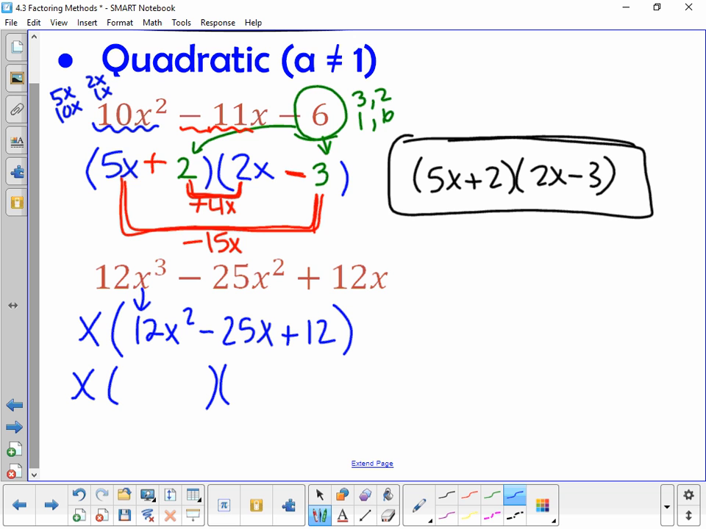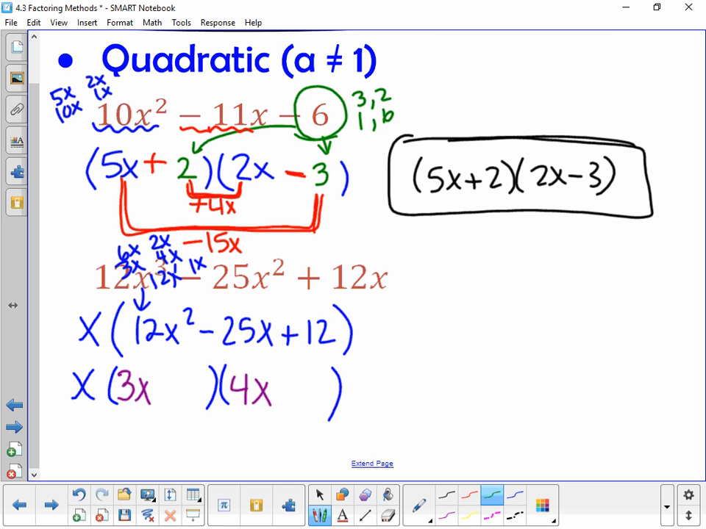So we have a few possibilities there. We could have maybe a 6x and a 2x. We could have a 3x and a 4x, or we could have a 12x and a 1x. One of those combinations. Not sure which. We really literally just have to grab one and check it out. So let's try the 3 and the 4.